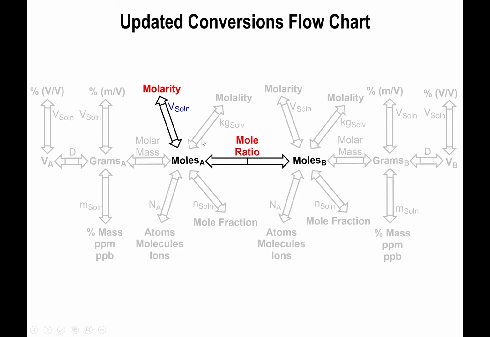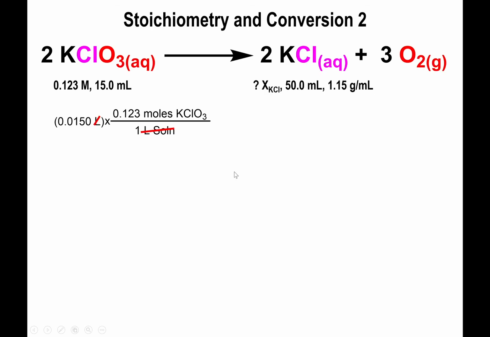All right, so now we're going to do the switch over for moles. We have 2 moles of KClO3 for every 2 moles of KCl. That is the conversion factor we're using here to do the switch over. This is going to give us the moles of KCl. And I would recommend that at this point you do get the moles of KCl.